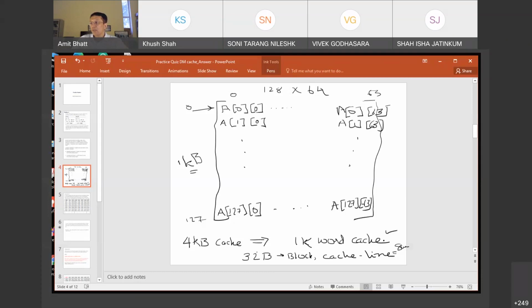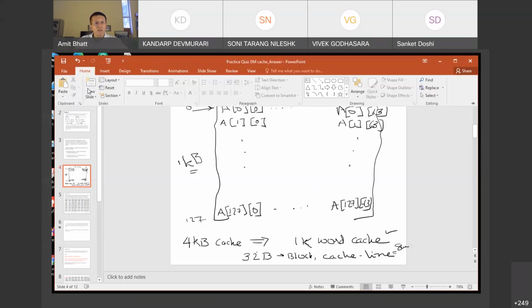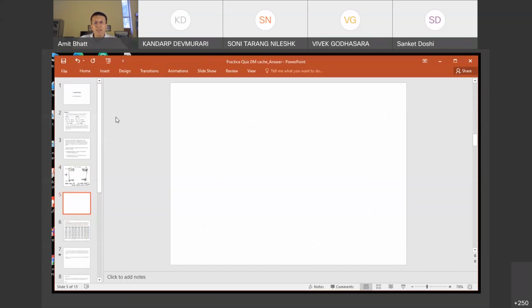I've got blocks which are 8 words wide. So each block has 8 words, or each cache line has 8 words. So how many can be accommodated in this particular cache? 128 word blocks. 128. Okay, so answer.